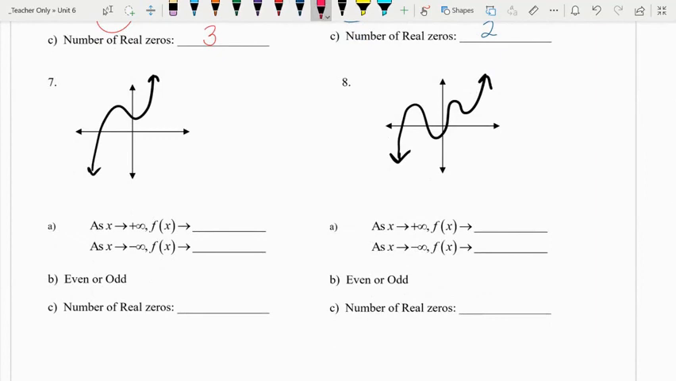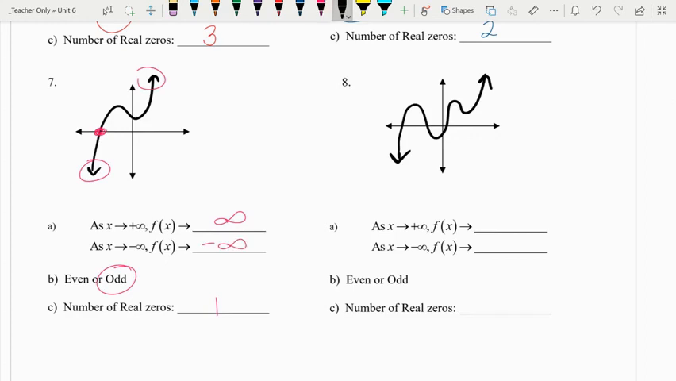On the next one, because one is down and one is up, that means that it has to be an odd. And it only crosses the x-axis at one point. So it only has 1 real 0. Obviously, this isn't just a straight line, so this would be like an x to the third or x to the fifth still. It just has 1 real 0. So as we go to the right, it's going up, positive infinity. As we go to the left, going down, negative infinity.